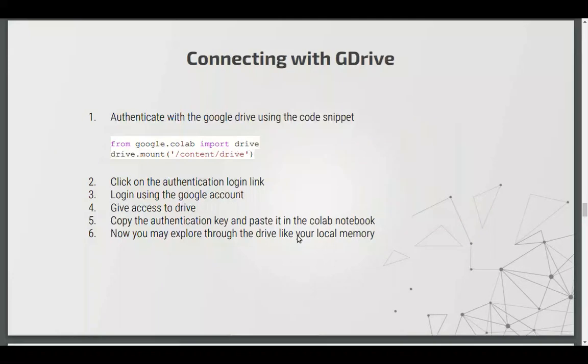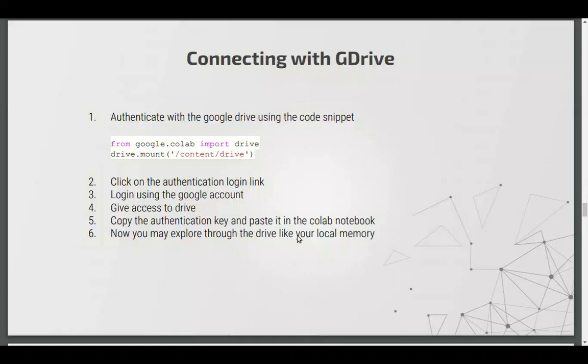Now, first of all, we will begin with how to connect with your Google Drive. We all know Google Drive is a free source where you may store your data and access them. So by using the following code snippet, you may authenticate your Google Drive with your Colab notebook. Here we will be authenticating by importing the drive method from the Google Colab module, and we will be mounting it on a path called content drive.